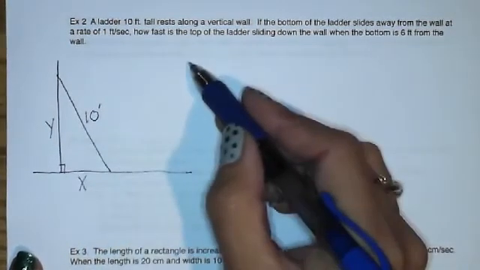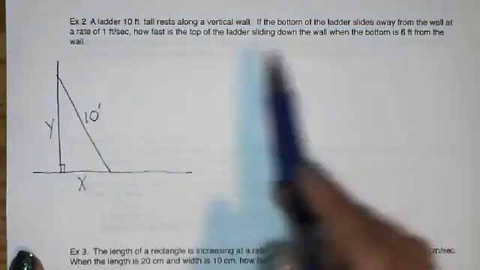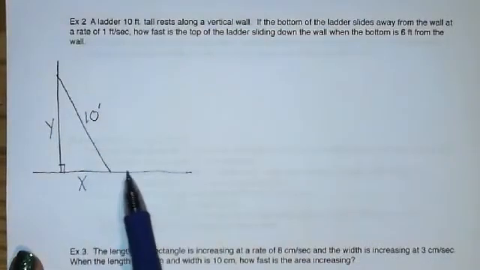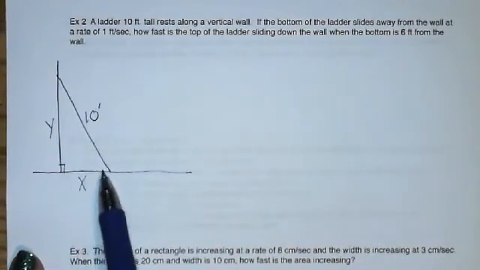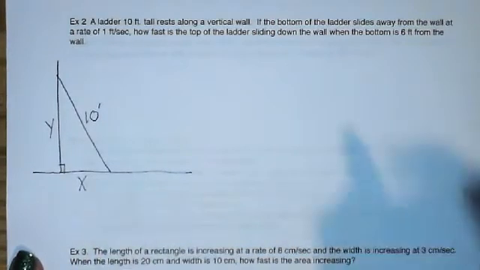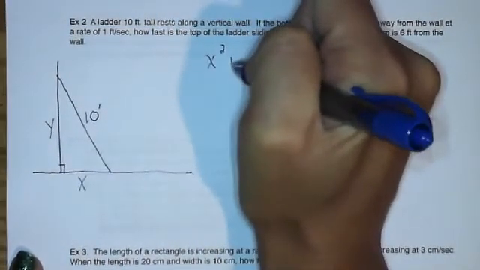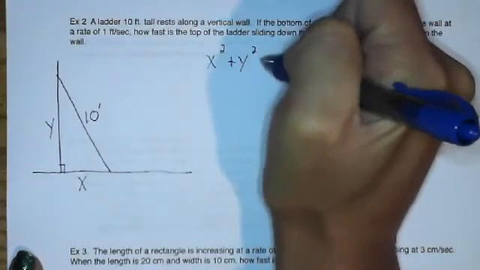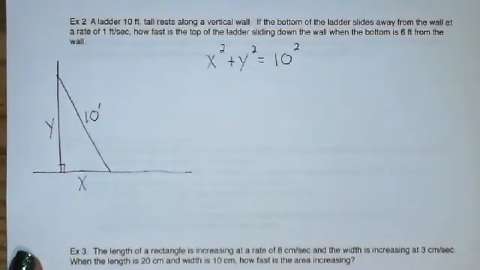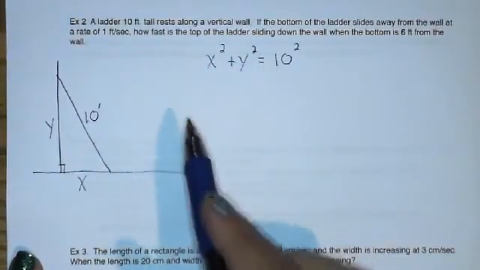There's my picture. My equation now that's going to relate all of this is just the Pythagorean theorem. So the picture is going to tell you what your equation is going to be. The key is to not put in this 6. That's only at a specific time that it's 6. That's not saying that this is always going to be 6. So this changes, so don't put the 6 in. So our equation is going to be x squared plus y squared equals 10 squared.